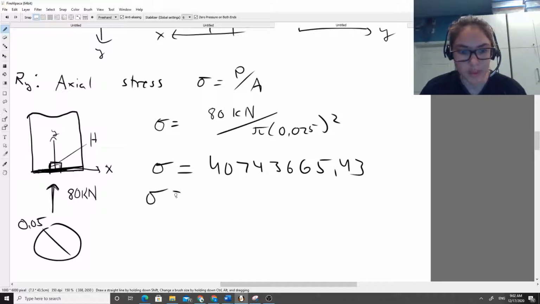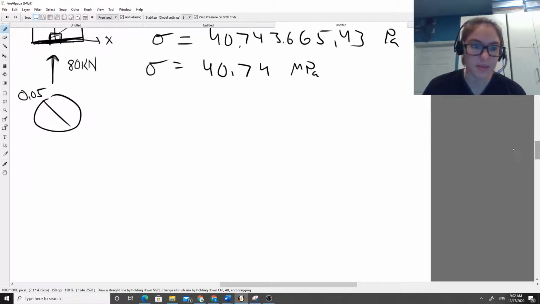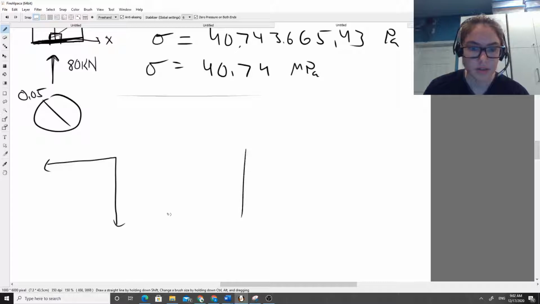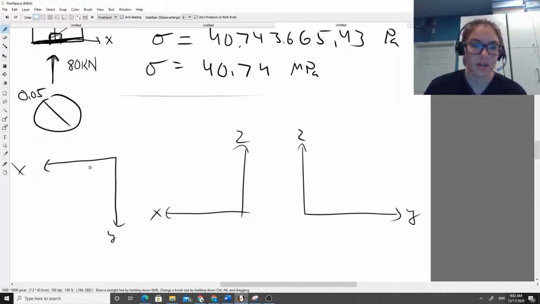407,43665.43, and we'll shorten that, and we'll move the decimal place over 6 again, and so we'll say that's 40.74 megapascals. This is megapascals. So we say, okay, what direction is this operating in? As in, what is this force going to look like on our stress blocks? So we say, okay, here's your stress block of our relevant planes, x, y, z, z, x, y, and here's a little thing.